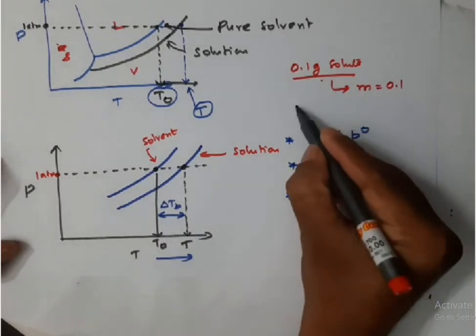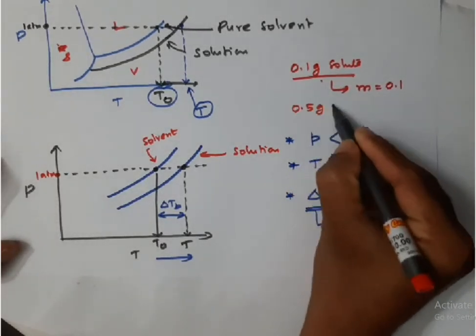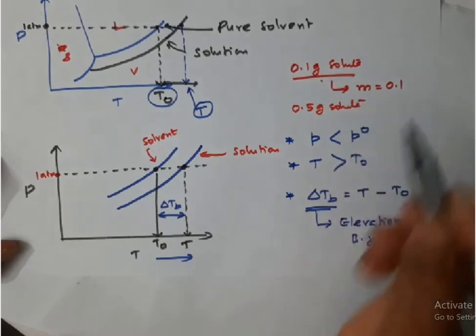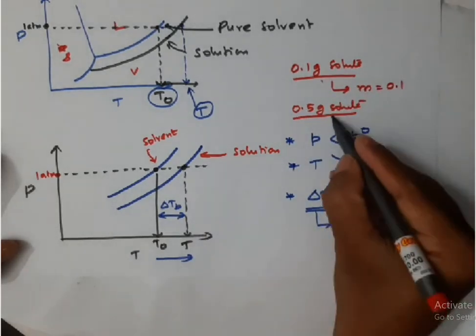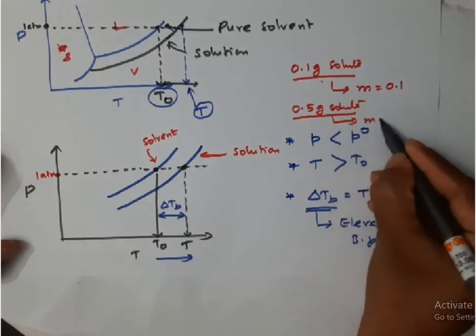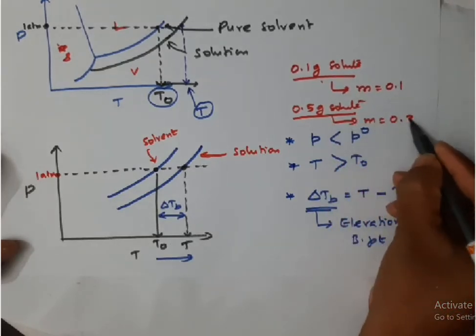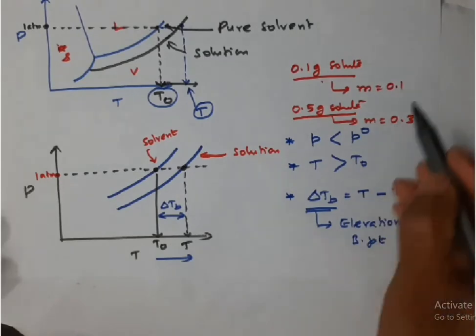Suppose instead of 0.1, I add 0.5 gram of solute. I am adding the same solute, and by adding 0.5 gram, suppose I am getting molality as, for example, 0.3, some molality. So what is happening?